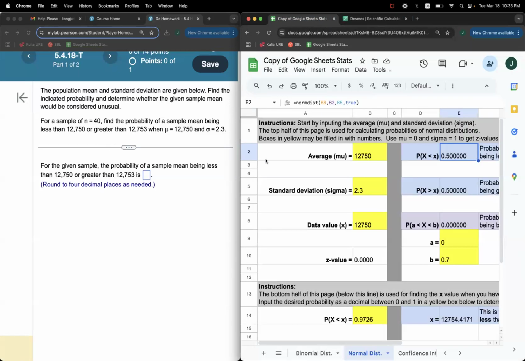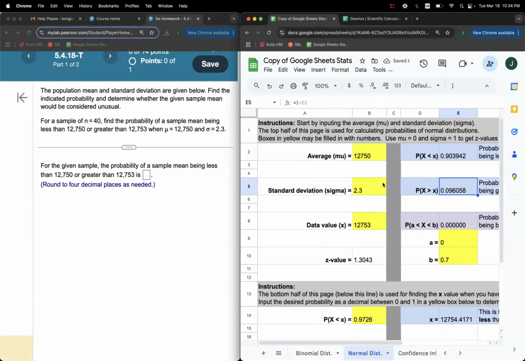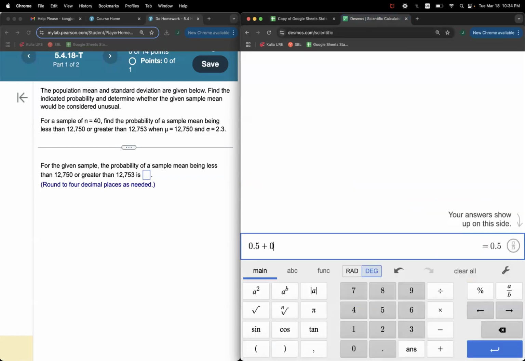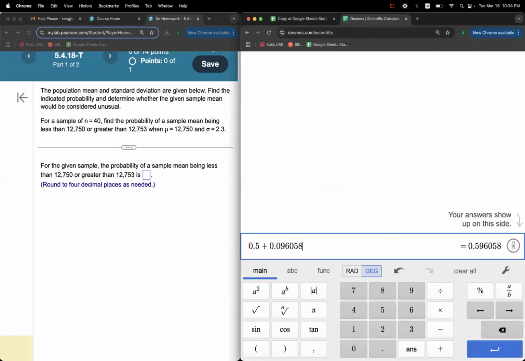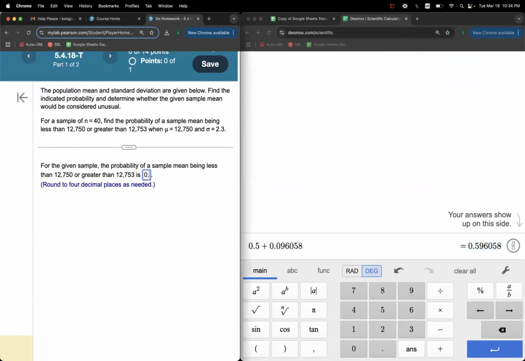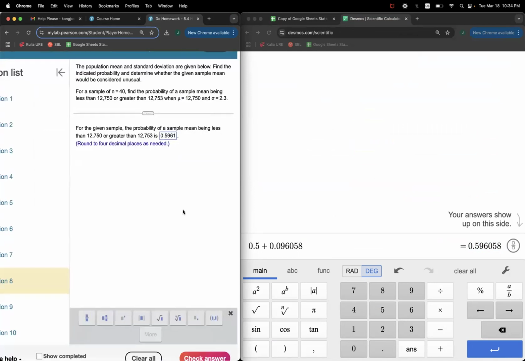Or greater than 12,753. So that's the other number I'm going to put, 12,753. I'm looking for the probability of being greater than that. It's 0.096058. So plus that, because it's "or". Altogether that sums to 0.596058, and rounded to four decimal places, that would be 0.5961. All right, let's check.